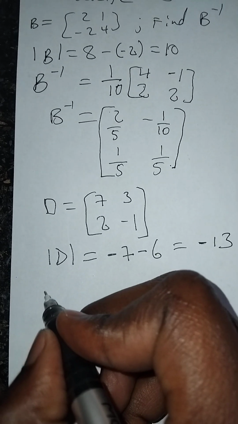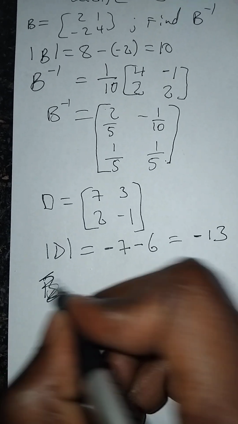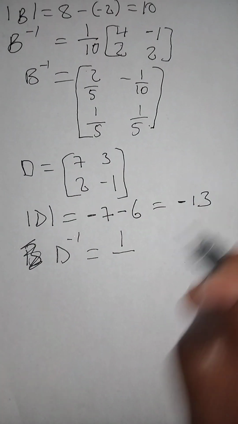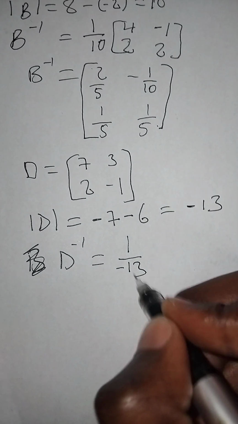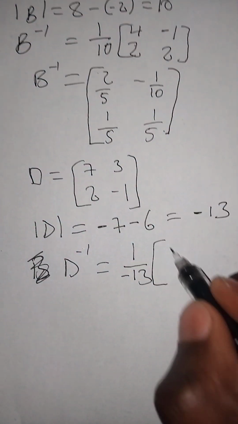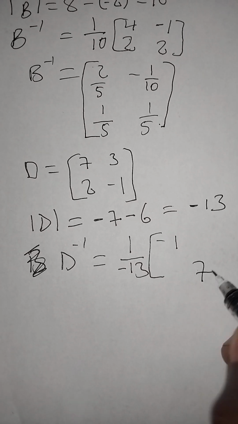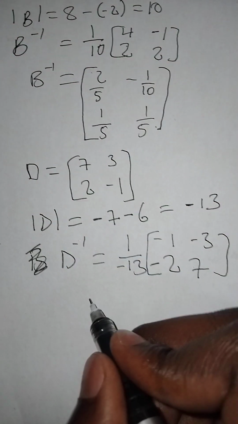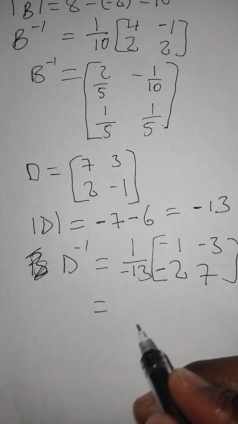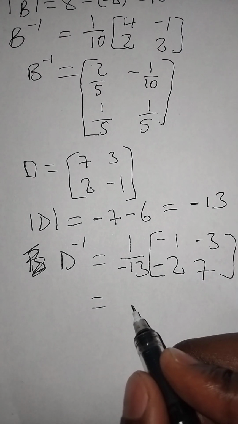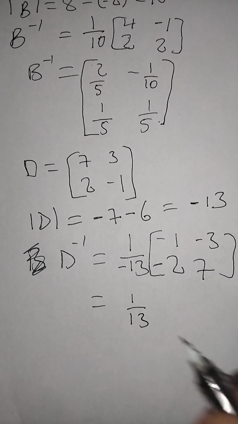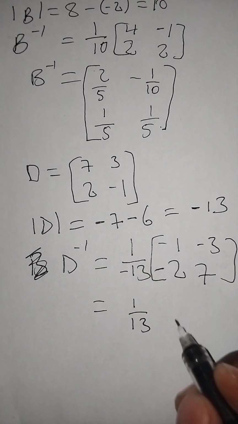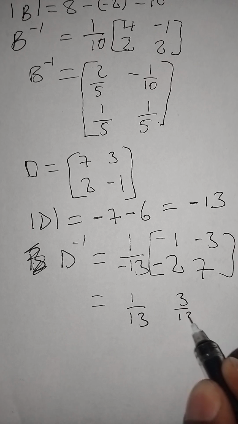Then that implies D inverse is going to be 1 all over the determinant, which is 13, multiplied by, we're going to switch 7 and 3, so we're going to have 3 there, then 7 there, then introduce negatives on 2 and on -1, just like that. Then distribute 1 all over 13. So 1 all over 13 by 3 gives 3 over 13.